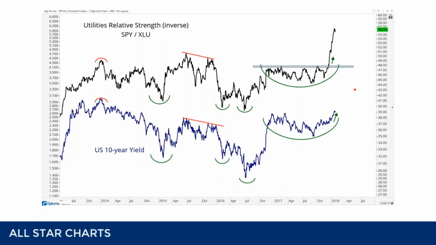So here what I did was I took the relative strength of utilities and inversed it. In other words, SPY relative to XLU. As the black line is rising, that's utilities underperforming the S&P 500. And then what normally happens is that the US 10-year yield tracks that very closely. Now, look at these two charts. If you took the labels out of both of these, you wouldn't be able to tell which one's which, right? They look exactly the same. So to me, this parabolic utilities underperformance is suggesting that interest rates are heading higher.